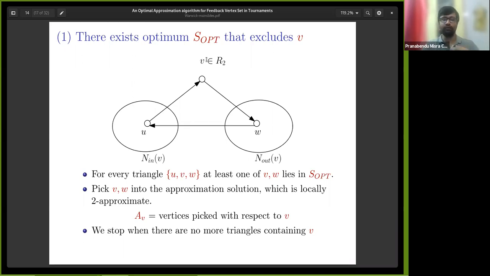So once we have sampled this vertex v, we go through all the triangles that contain v, and we add both the other two vertices of the triangle into our approximate solution. Let's call this set AV. We keep adding vertices to this set AV until there are no triangles left that contain V. At that point, we can conclude that there are no cycles in the remaining graph which contain this vertex V.